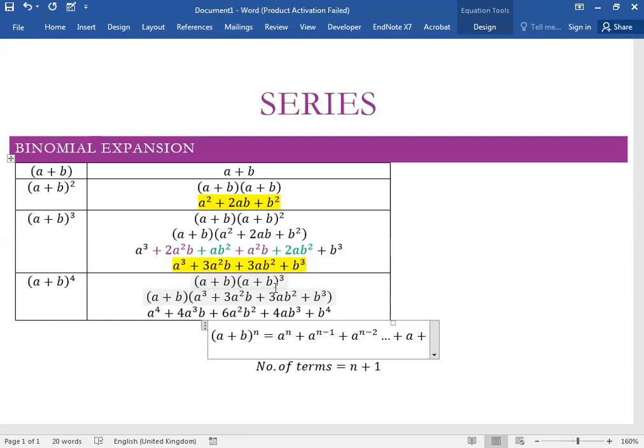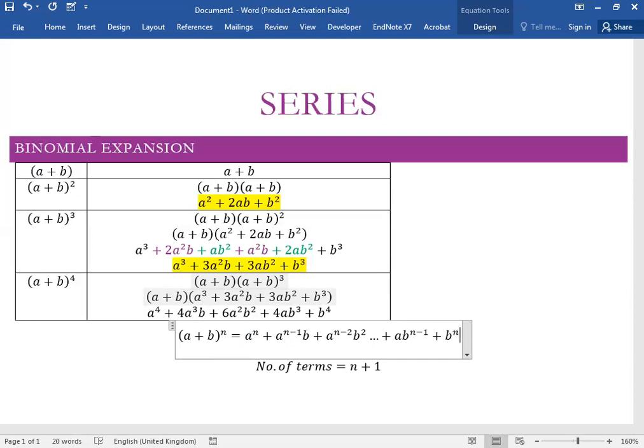the power of b, b being the second term. The first one has no power of b. The second term has b as the power 1. Then the power of b becomes 2. It keeps on increasing. The second last term has b as the power n minus 1, and the last term has b to the power n. Is this clear?